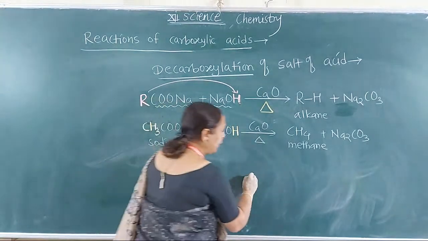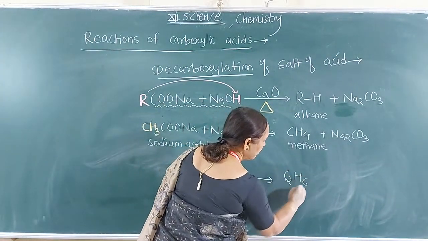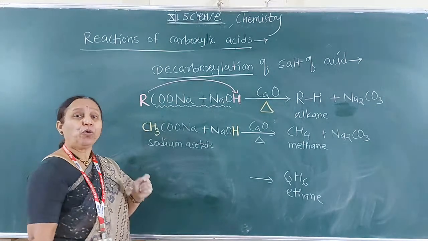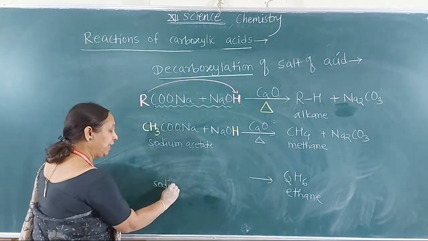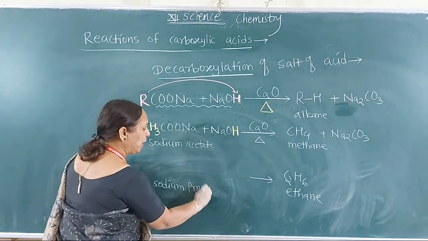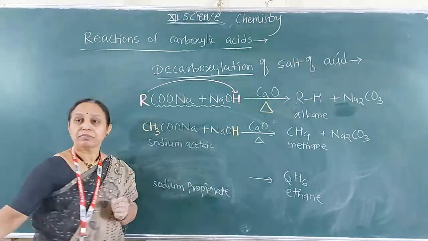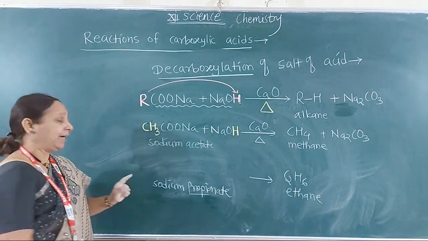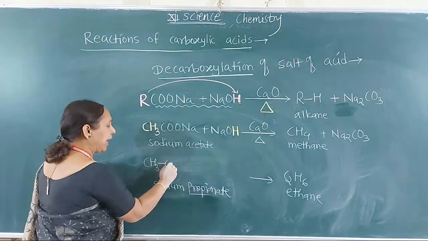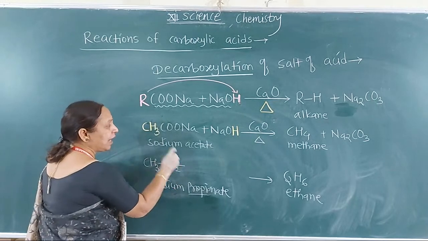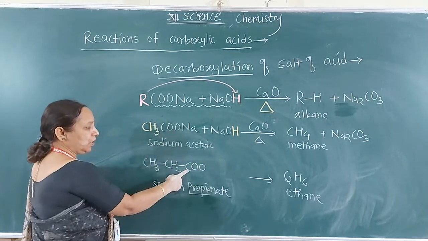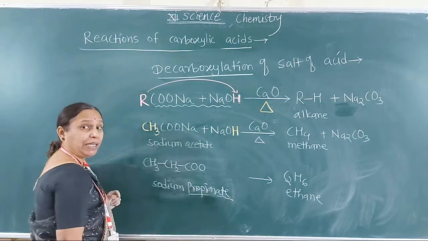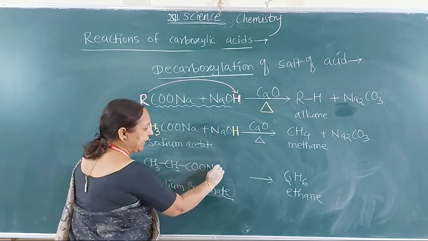Question may be: how will you obtain ethane from sodium propionate? Obtain ethane from sodium propionate. Prop indicates there are total 3 carbon atoms, thus 2 carbon atoms from this group and the third carbon of COO. Total 3 carbon atoms, thus it is pro. There is COO, hence the suffix ATE, and it is sodium, hence write Na.